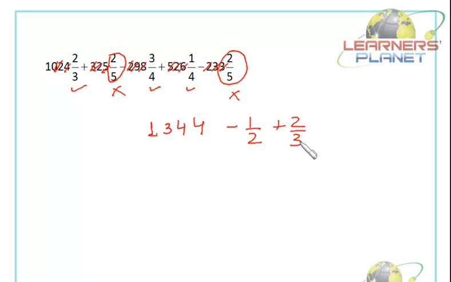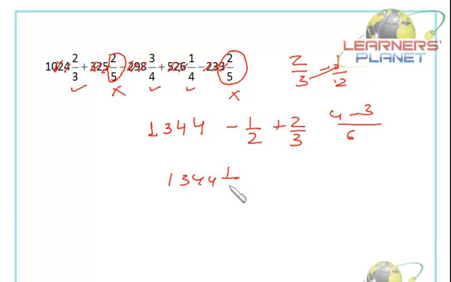Now let's finish this calculation. It's 2 by 3 minus half. It's 2 2s are 4 minus 3, by 6. So it's 1 by 6. So 1344 plus 1 by 6 is 1344 1 by 6. This is the final answer. Okay friends, I hope you might have understood the method. Let's take one more problem.